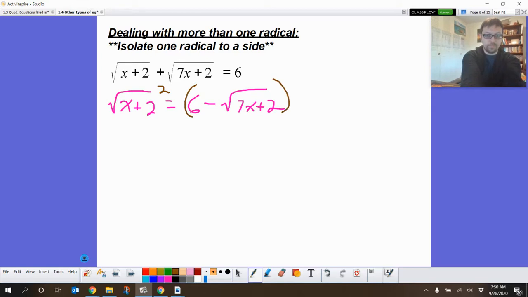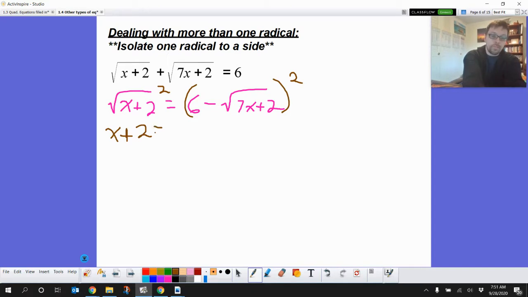So I'm going to square away that first square root. So it's going to get rid of the square root on my x plus 2, which is great. Oh, huzzah. However, it does not get rid of the square root on the 7x plus 2. That needs to be FOILed. That is a binomial being squared. And if you have a binomial being squared, you've got to FOIL it.